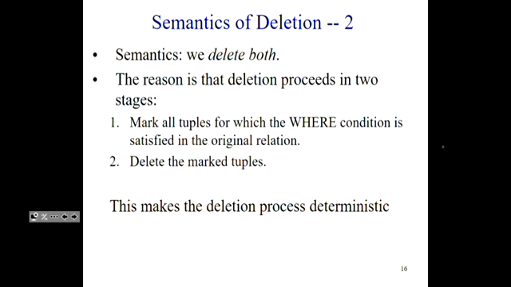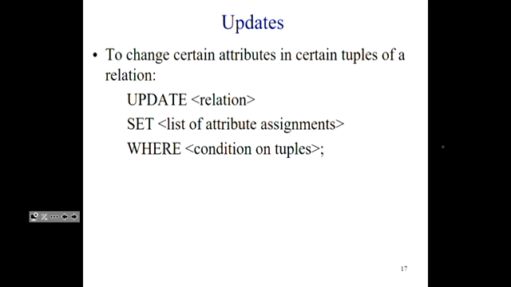Okay, so that's the semantics that database systems follow. Once again, it's two phases. The first phase marks out all of the tuples. The second phase goes ahead and deletes them. And this makes the deletion process deterministic as opposed to random, depending on which order of tuples you decide to process. Okay? All right. Then to updates.